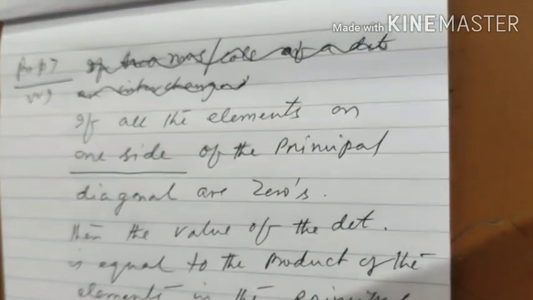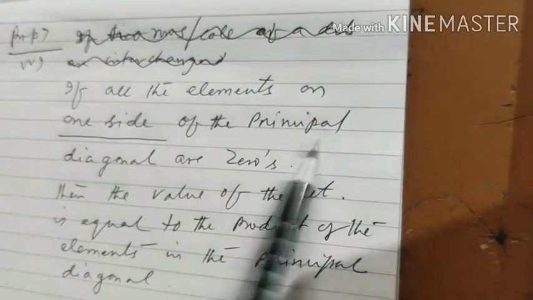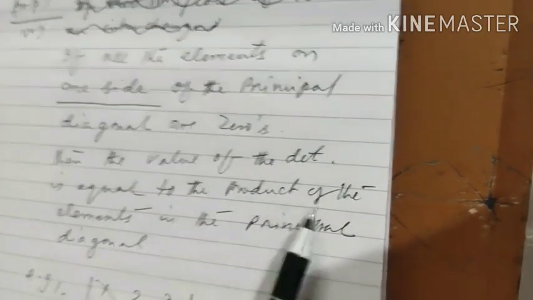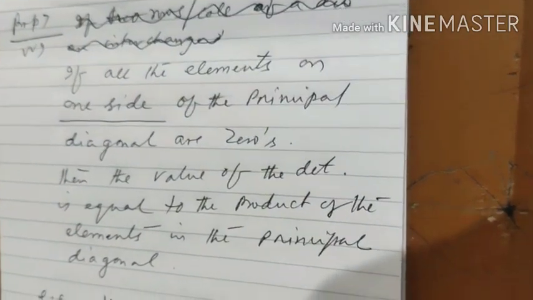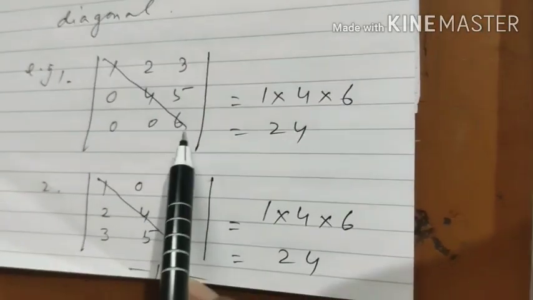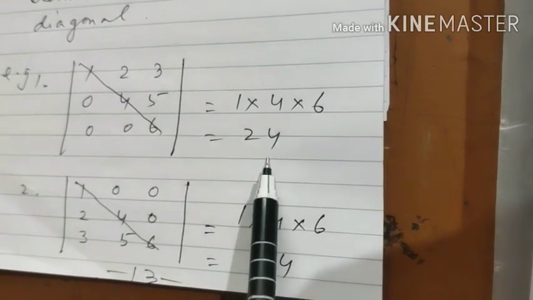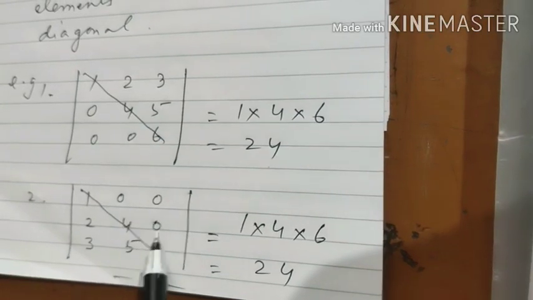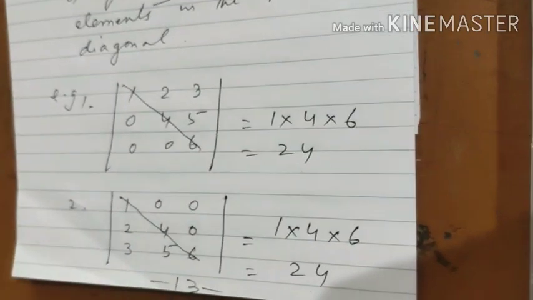Property 7, very, very important: if all the elements on one side of the principal diagonal are zeros, then the value of the determinant is equal to the product of the elements in the principal diagonal. Example, suppose the diagonal is 1, 4, 6, and one side is 0, 0, 0. Then the answer is exactly 1 into 4 into 6 equals 24. Suppose just the upper side is 0, 0, 0. The answer is exactly the same, 1 into 4 into 6 equals 24. These are very important properties.